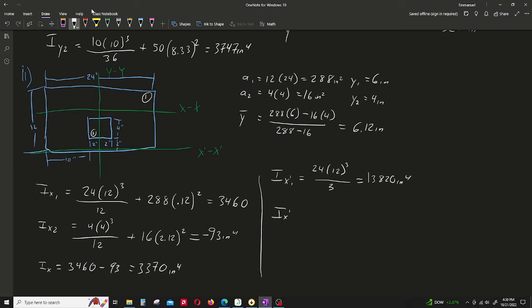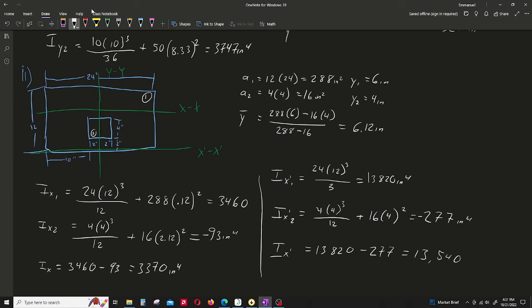So IX prime for number 2 is going to be 4 cubed, divide that by 12, plus our AD squared, which is 16 times 4 to the second power, which gives us negative, don't forget your negative, 277 inches to the fourth. So therefore IX prime is equal to 13,820 minus 277, which gives us 13,540.